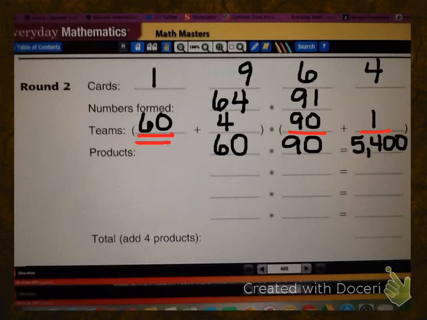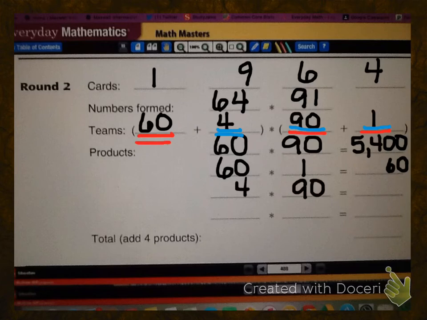So 60 times 90 is going to give me 5,400, because I did my base fact, which is 6 times 9, and then I added my zeros to the end of that. And then we're going to do 60 times 1, which of course gives me 60. And then I'm going to move over to the 4, and the 4 is going to be multiplied times 90, and then times 1. So 4 times 90, I do my basic fact of 4 times 9, and then I add my 0. So I get 360. And then I take my 4 times my 1, and I of course get 4.